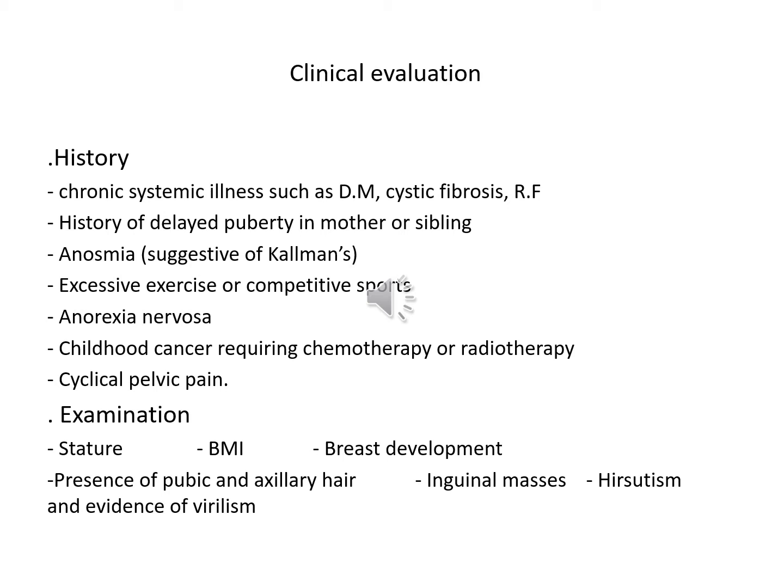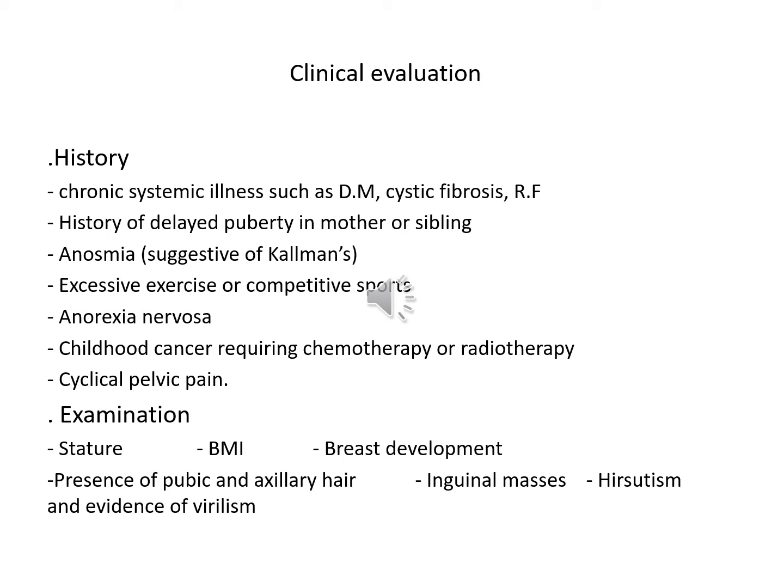If she has any history of excessive exercise or competitive sports recently, anorexia nervosa, or childhood cancer requiring chemotherapy or radiotherapy, as both are toxic to the human gametes, the sperm and the egg. In 50% of the cases, this will lead to gonadal failure, testicular failure, or ovarian failure. Any cyclical pelvic pain that presents usually after the age of puberty is suggestive of outflow obstruction, especially in imperforate hymen, vaginal septum, or cervical agenesis.